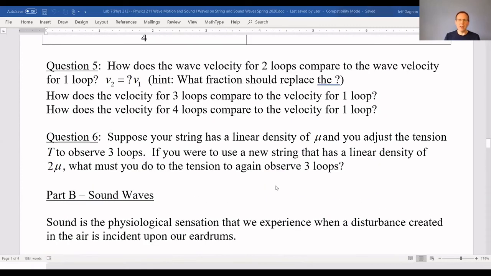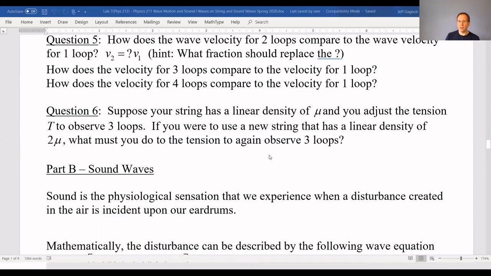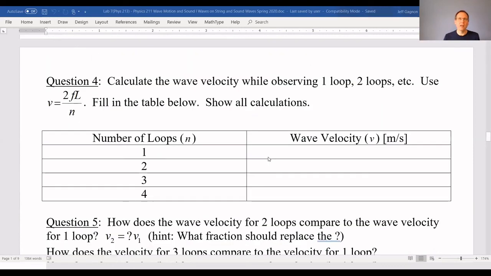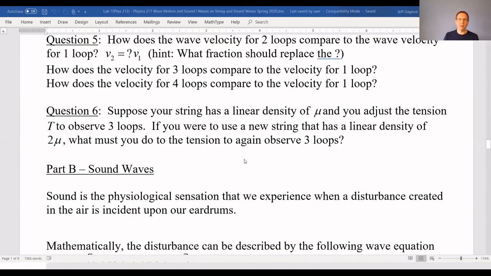Okay, then question 6. Suppose your string has a linear density of mu, and you adjust the tension to observe 3 loops. So you do whatever you need to do to the tension so that you're observing 3 loops, right? So you have a standing wave and you're seeing 3 loops. If you were to use a new string that has a linear density of 2 mu, what must you do to the tension to again observe 3 loops? Okay, so you want to think about that, and I'll give you a hint. You want to look at this theoretical tension formula that will help you answer that question. Right, so that's question 6.